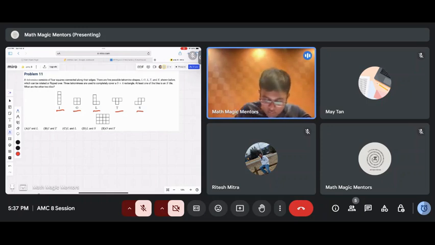So let's say we're looking at I, right? You could have I like this, or you could have I like that. So it can be rotated or flipped over, right? So three tetrominoes are used to completely cover a 3 times 4 rectangle. So we see here a 3 times 4 rectangle.